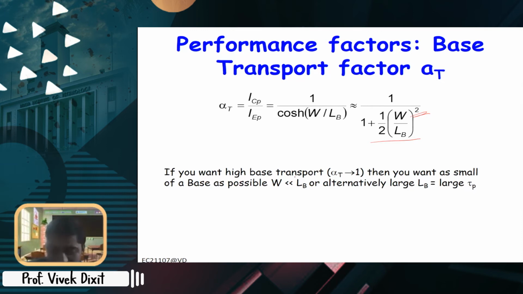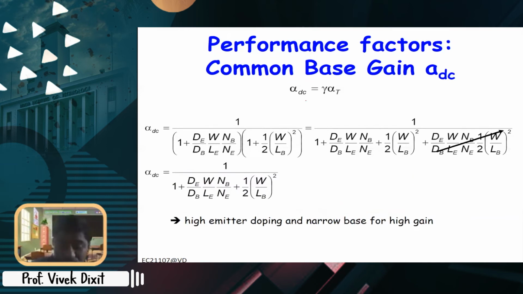So it has to be a finite value, but we keep it small compared to LB. One thing that we can do is increase LB. LB can be increased by reducing the base doping. Okay, and then for the total forward bias common base current gain, you can substitute the approximations for both gamma and alpha T. You will get an expression like this. So again, this alpha DC depends on NB by NE, W by LB square, and W by LE.